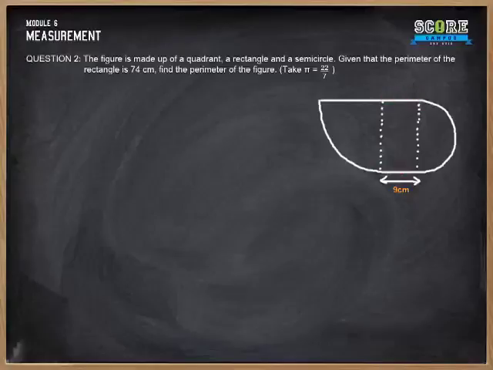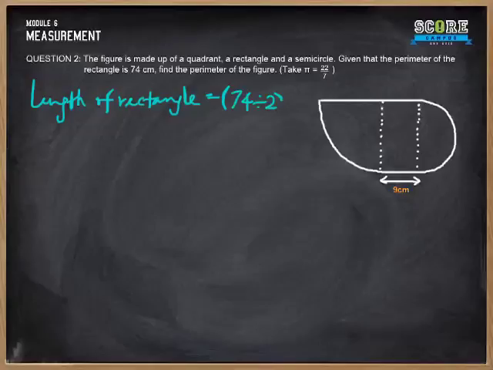You take 74 and divide it by 2, which gives you half of the perimeter, and then you minus off this 9 cm, and you should get the length. So let's write it down. Length of rectangle is equal to 74 divided by 2 minus 9, which is equal to 37 minus 9, which is equal to 28 centimeters, and that's your length of the rectangle.